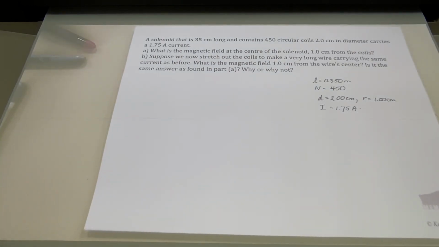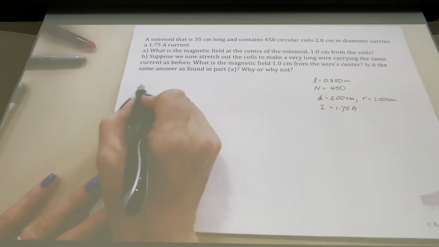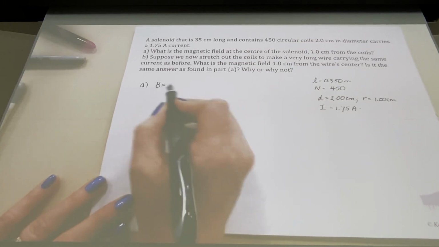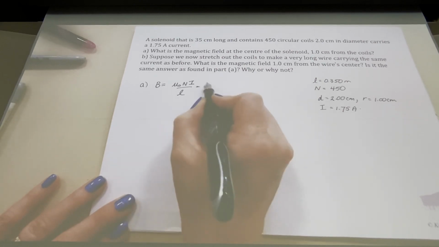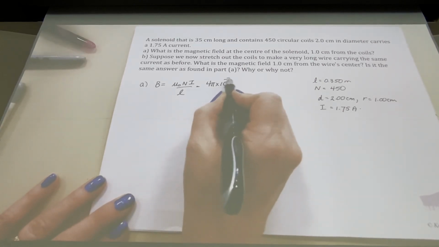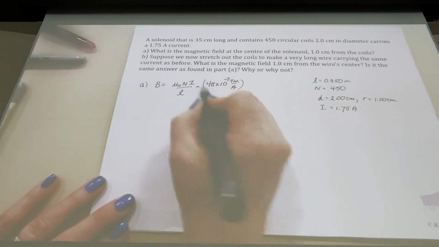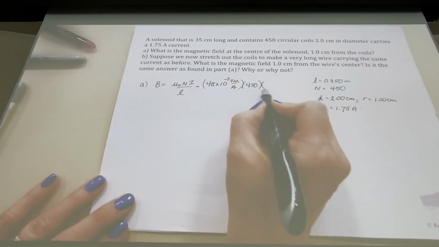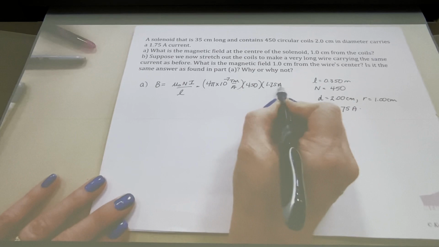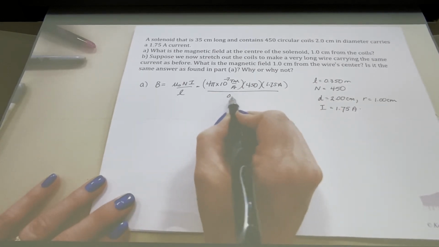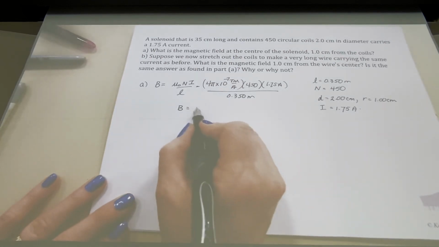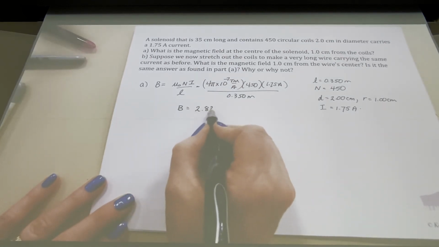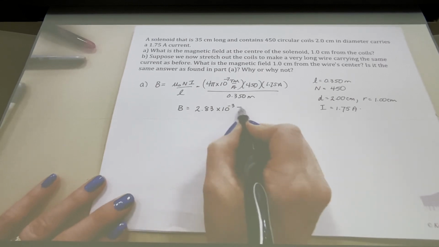Part A, what is the magnetic field at the center of the solenoid? So 1 centimeter from the coils. For part A, we'll use our expression. B is mu naught times N times I divided by the length. Put our numbers in. So the magnetic field at the center of that solenoid would be 2.83 times 10 to the minus 3 Teslas.